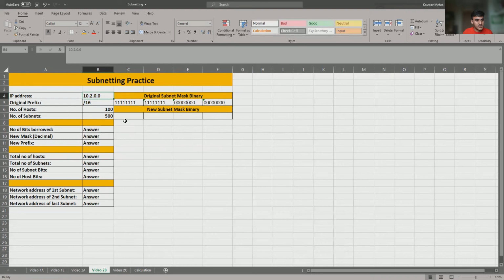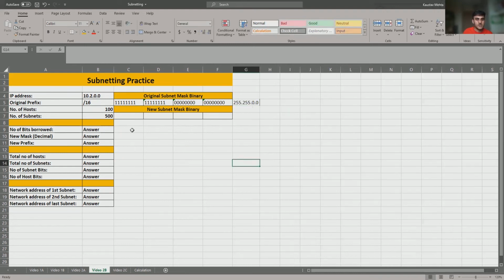Now moving on to the second problem, they've given us a prefix of /16, which means that our subnet mask in binary will be the first 2 octets of 1s and the last 2 of 0s, and in decimal it'll be 255.255.0.0. So for the new subnet mask here, again, we are not removing anything, so these will all be 1s.